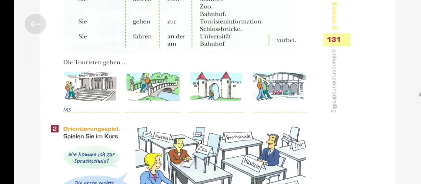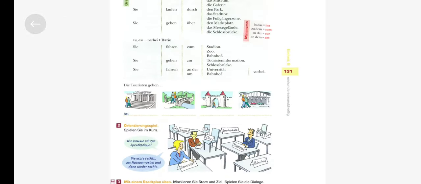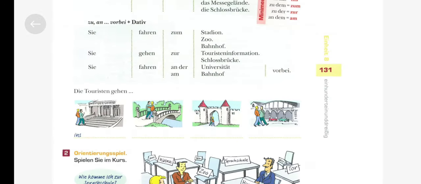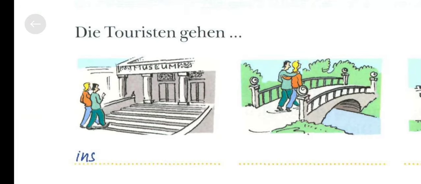Next is the Touristen gehen. Now you have to write the places in this. The Touristen gehen, where the people are going. So the thing that you are seeing in the picture is museum, that is written museum. So you can write the Touristen gehen ins Museum.